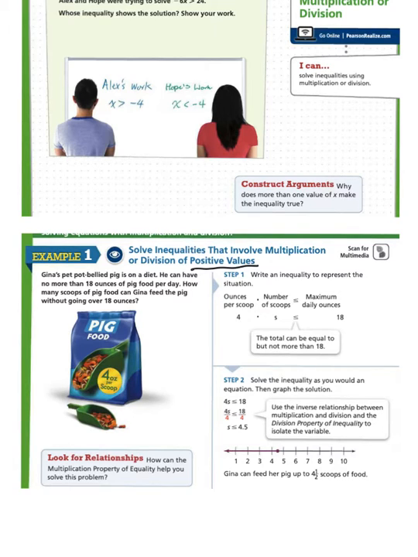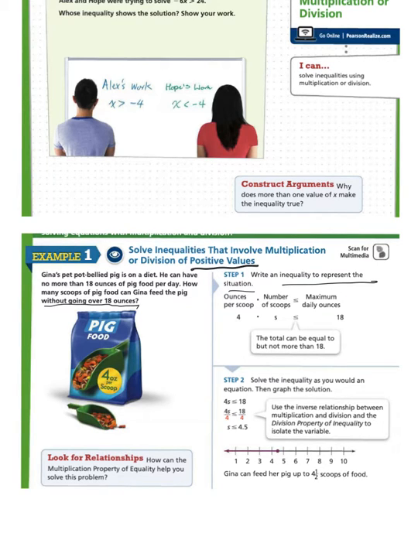So Gina's pet pot-bellied pig is on a diet. He can have no more than 18 ounces of pig food per day. How many scoops of pig food can Gina feed the pig without going over 18 ounces? Well, they show you the first step is to write an inequality that represents the situation. So you know that he cannot go over 18 ounces.